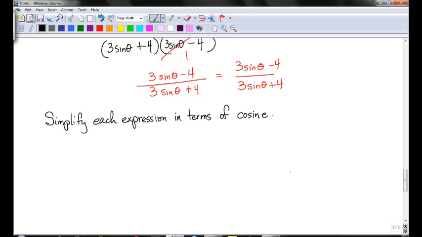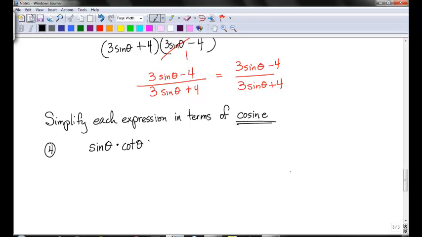That means the only trig function that you can have in your answer is cosine. You can't have a tangent or a secant or anything else in there. The only trig functions in the answers for this will be cosine. If they said sine, then that'd be the only thing you could have in your answer, sines. Okay? Now, these are not equations. These are just expressions, and we're going to convert them.